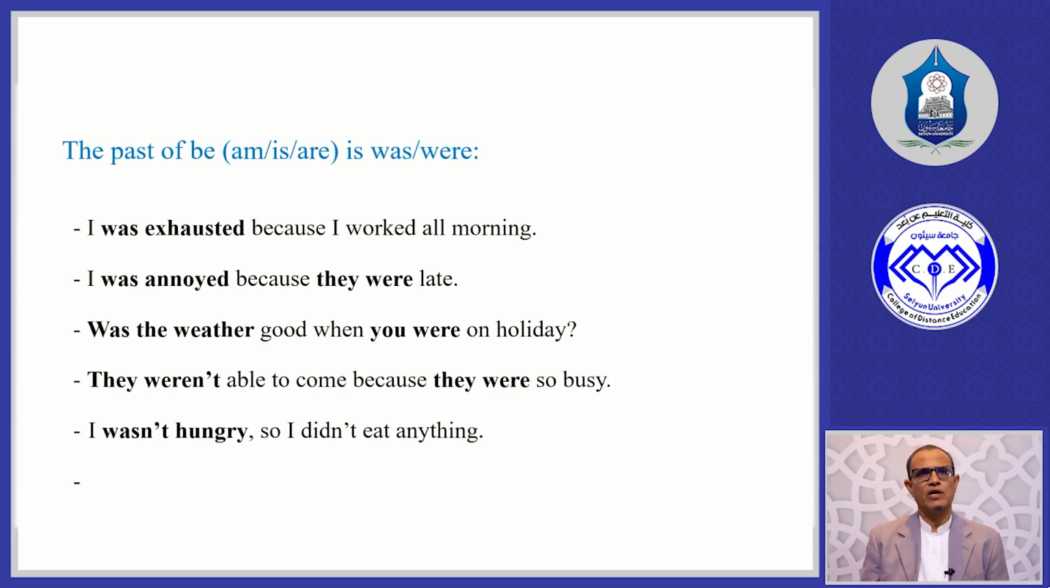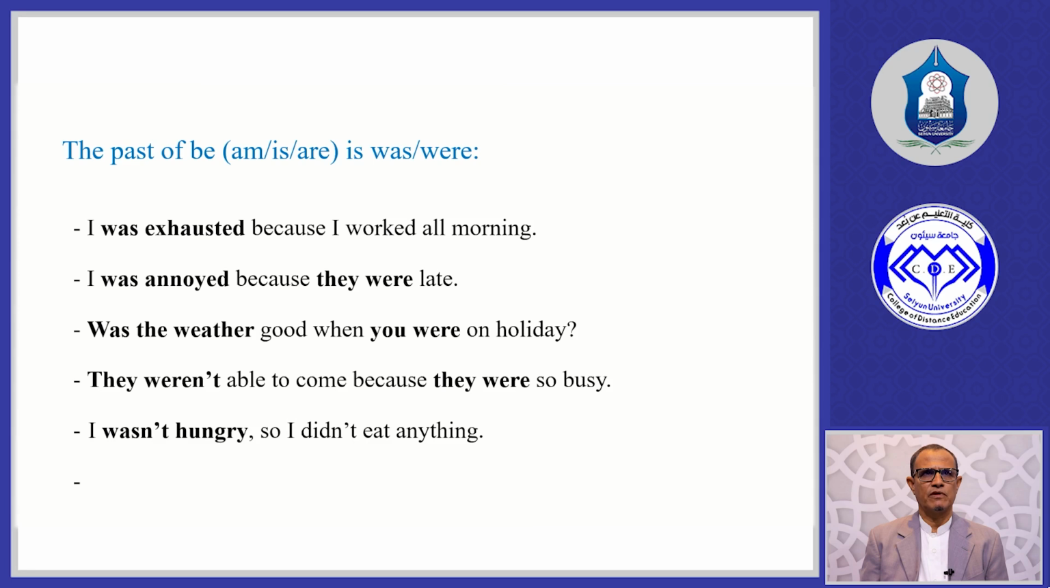Now look, we have the past of the verb to be. We know that the verb to be can sometimes be an auxiliary and sometimes be used as a main verb in a sentence. So, for example, in the present simple tense we have am, is, are. We know that am and is, okay, the past form.